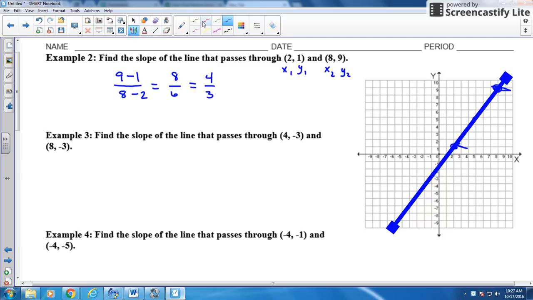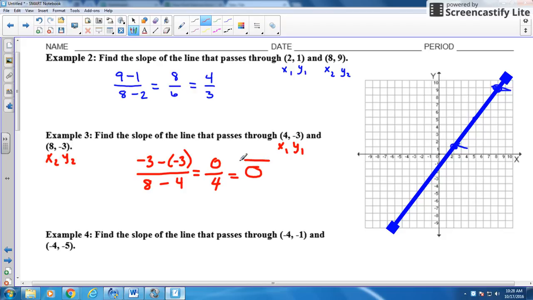All right, let's change colors and take a look at example 3. Again, we have x1, y1, and x2, y2. So we're going to do -3 minus -3 all over 8 minus 4. Well, -3 minus -3 is the same as -3 plus 3, which gives us 0. And 8 minus 4 is 4. 0 divided by 4 simplifies to 0.